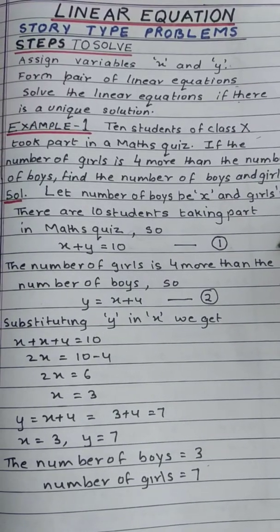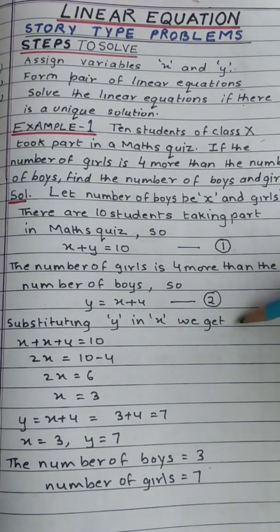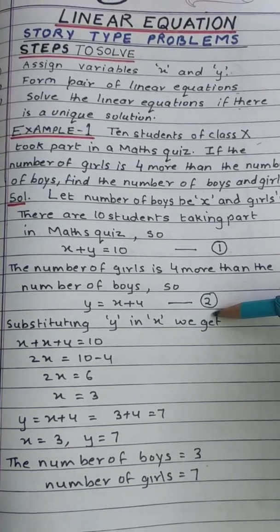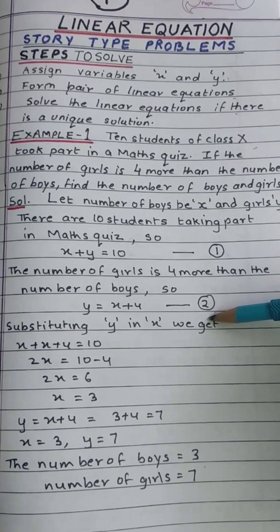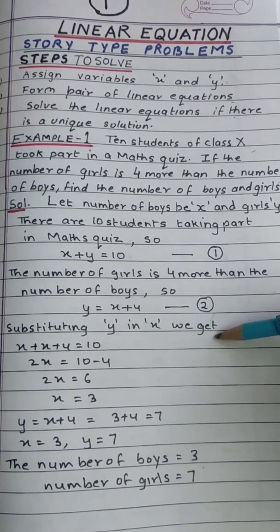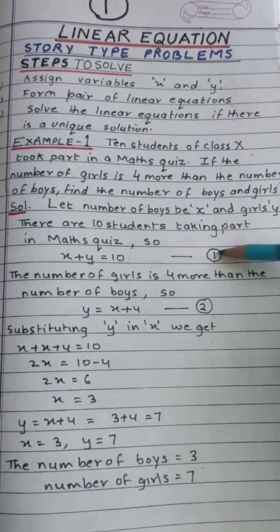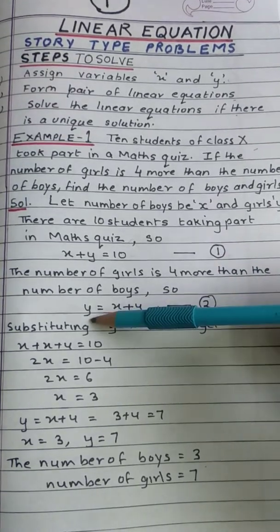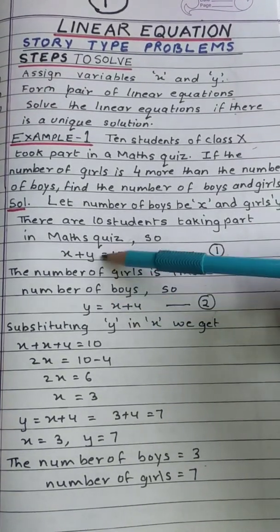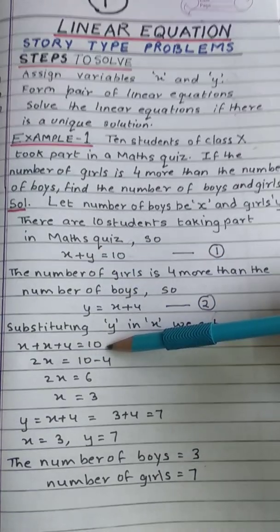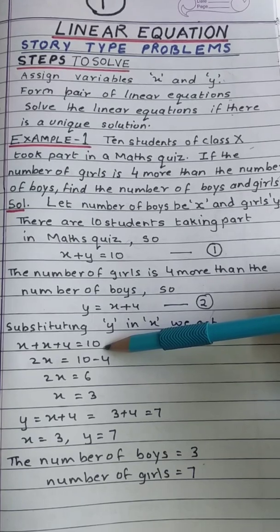Number of girls is 4 more than the number of boys. y is equal to x plus 4. y is more, x is less. Substituting the value of y from the second equation in the first, put value of y, x plus 4, over here. We get x plus x plus 4 is equal to 10.